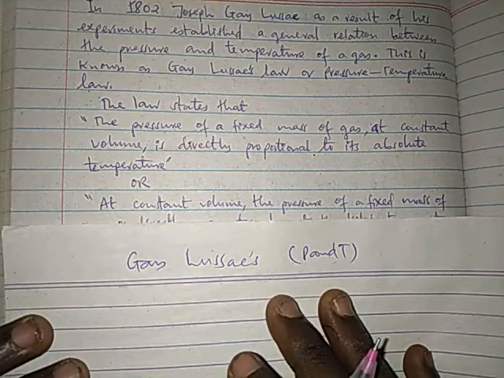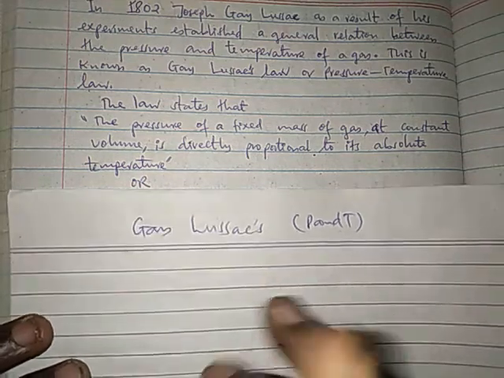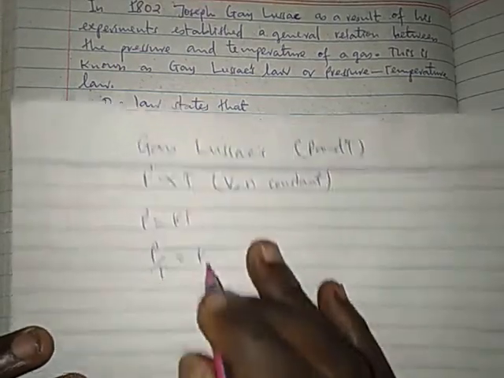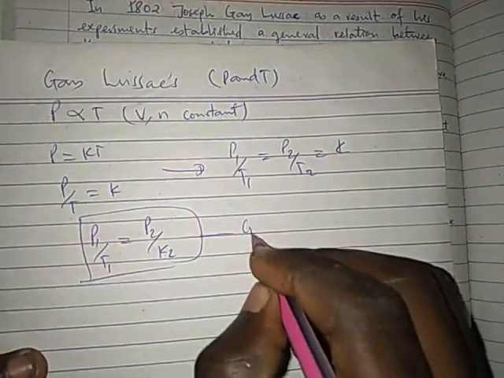So the law states that the pressure of a fixed mass of a gas at constant volume is directly proportional to its absolute temperature. Pressure of a fixed mass of a gas is directly proportional to temperature at constant volume and constant number of moles. So removing the proportionality sign, pressure will be equal to K T. P divided by T will be equal to constant K. Then P1 divided by T1 is equal to P2 divided by T2 is equal to K. And this is Gay-Lussac's law.